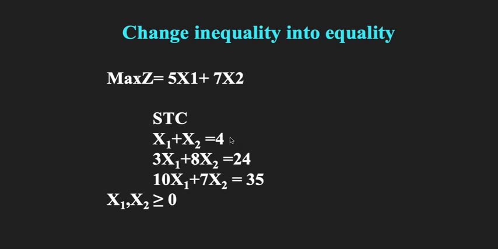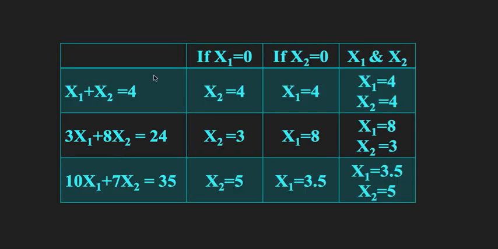So after doing this, we are going to find out these x1 and x2 values for all these equations. Fine. So first, see here, we are going to make this table. In this column we are going to put the equations. We have here three equations, x1 plus x2 is equal to 4, 3x1 plus 8x2 is equal to 24, then 10x1 plus 7x2 is equal to 35.